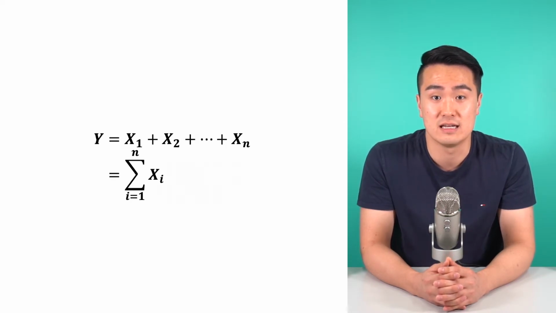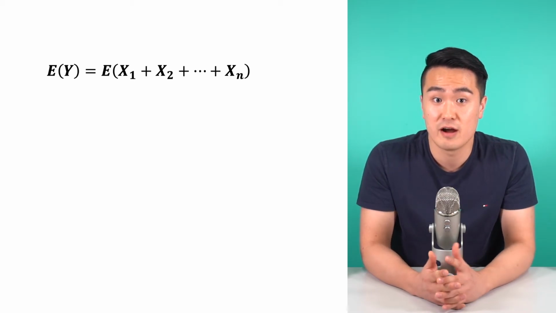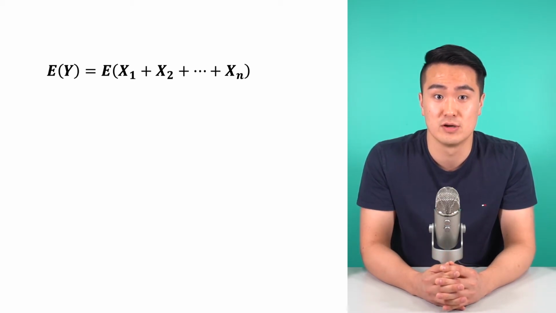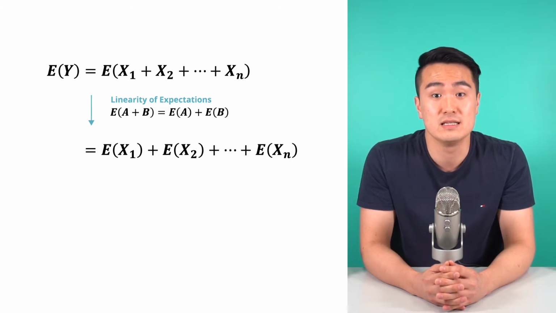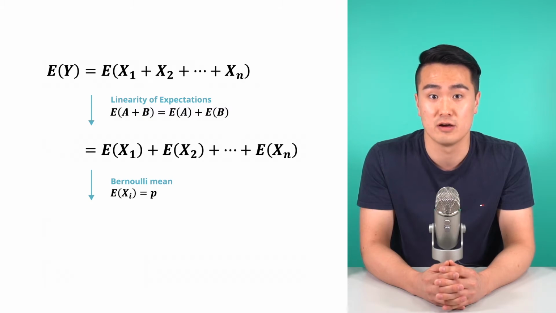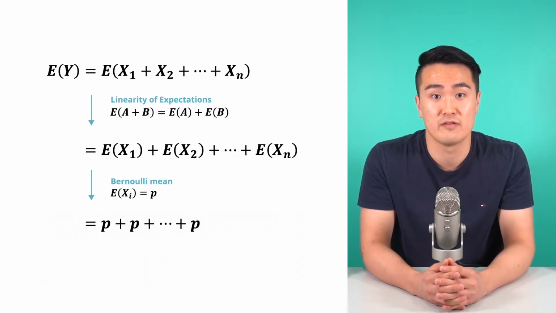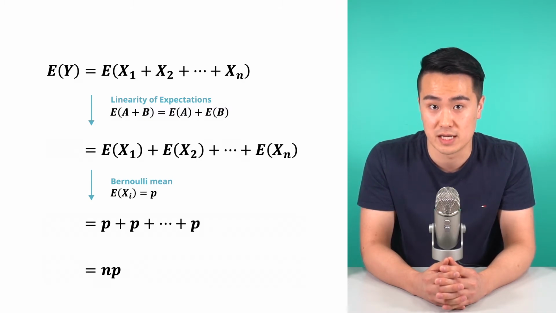Now, to derive the mean and variance of the binomial distribution, it is much easier to start from our simpler Bernoulli random variables. Our binomially distributed y is just the sum of the n individual Bernoulli random variables xi. Like random variables, expectations are also linear, so we can split individual expectations. And since the mean of each Bernoulli variable is p, then the mean of a binomial becomes np.